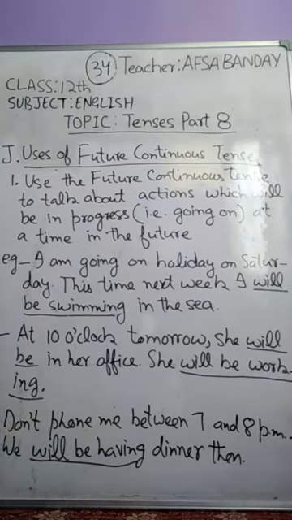Or look at this example, don't phone me between 7 and 8 p.m. Even if we are talking about 7 and 8 p.m., it refers to our future time. And what will we be doing at that time? We will be having dinner. So it will be a continuous action. So that's why we have used future continuous tense. So we say that when we refer to some point of the future, and at that time an action will be going on, we use future continuous tense.